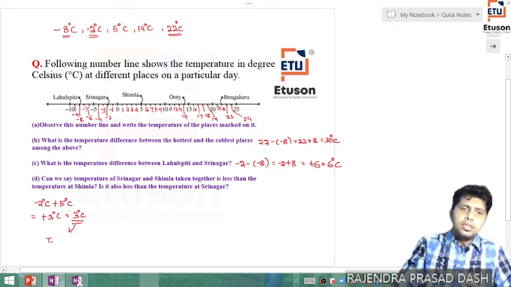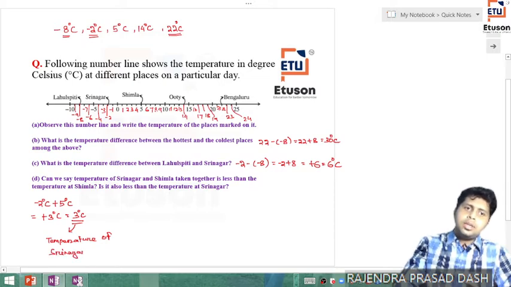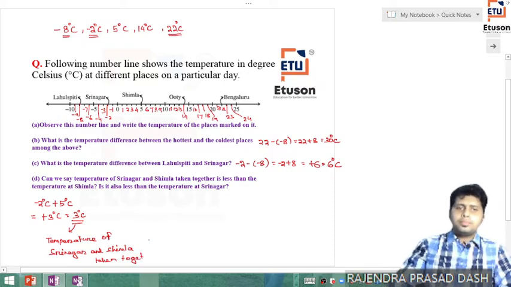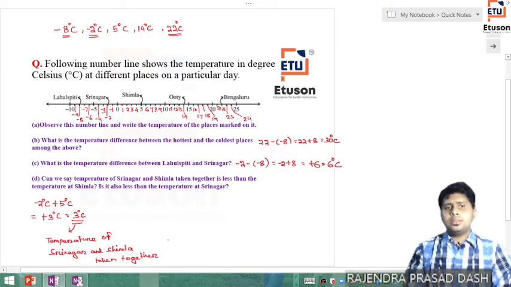What is this? This is the temperature of Srinagar and Simla taken together. Taken together means we have to just add. Taken together means you have to just add both the temperatures. So I have added -2 and +5. The answer comes as 3 degrees Celsius.